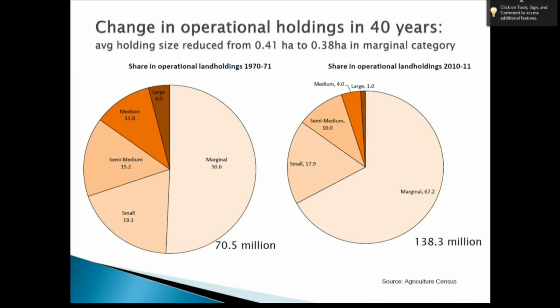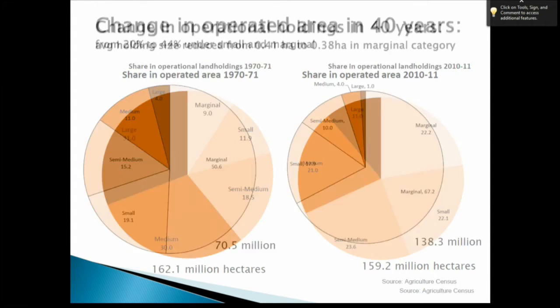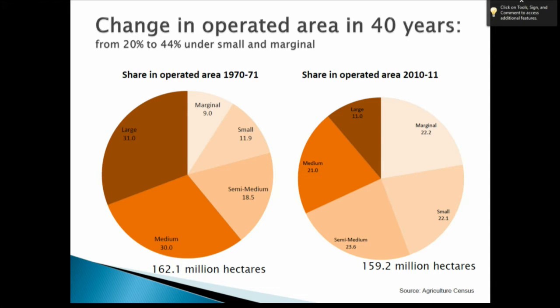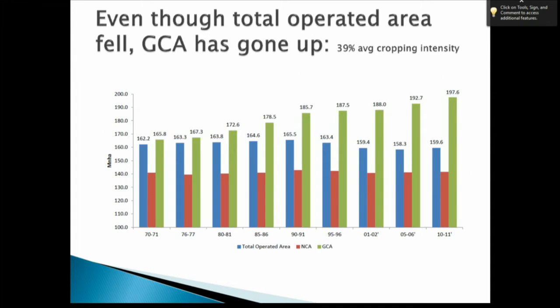So I'm just consolidating the two things. Between the 40 years, you can see the number of operational holdings increasing and the share of marginal and small swelling up. In the case of operated area, while the total operated area has gone down, the share of small and marginal has gone up. But interestingly, while we have a reduced operated area, we have a higher GCA. And this graph shows you exactly that. The interaction is between the total operated area, the net cropped area, and the gross cropped area. From 162, the operated area has gone down to 160. But in terms of gross cropped area, we've actually increased it from 165 to 197.